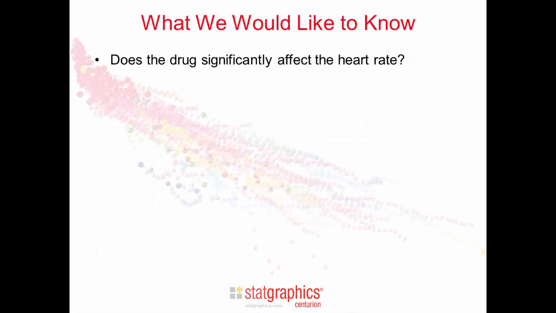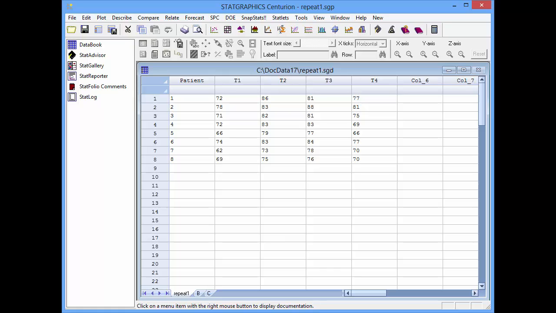What we're hoping to learn from this experiment is, first, does the drug significantly affect heart rate? Secondly, if it does, how does the effect of the drug change over time? I've loaded the data into the Statgraphics datasheet. The heart rate measurements for each patient are in a separate row. There are 4 columns corresponding to the 4 times at which the rates were measured.